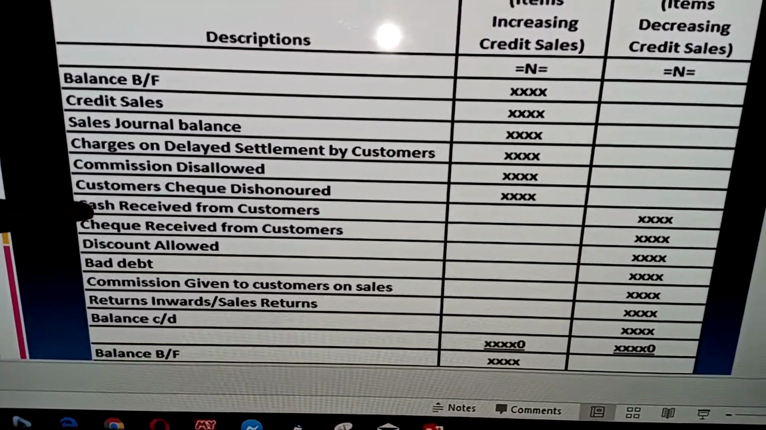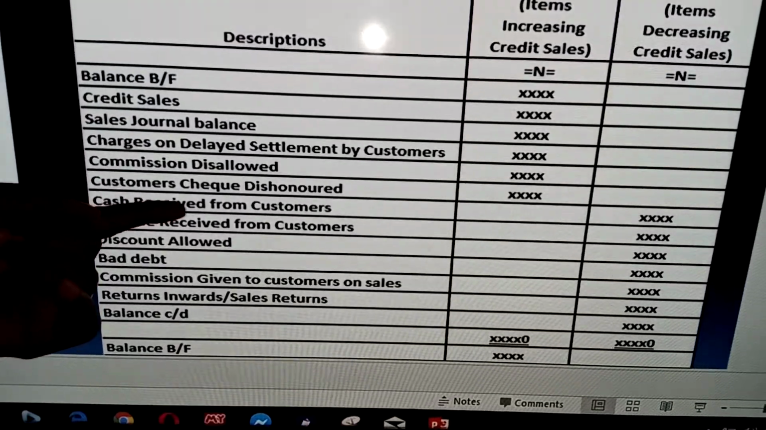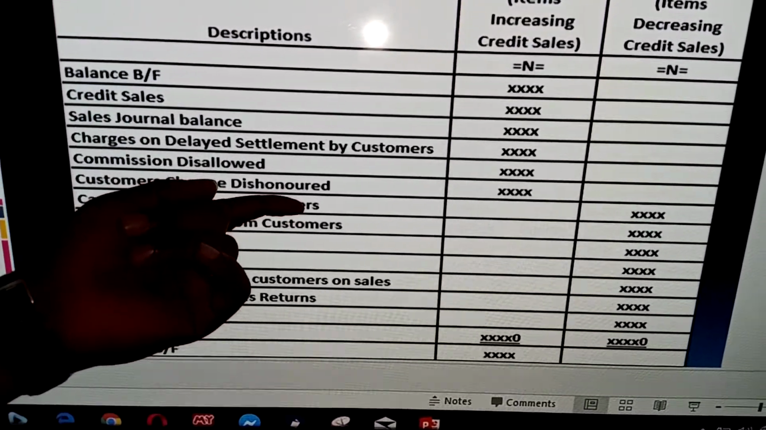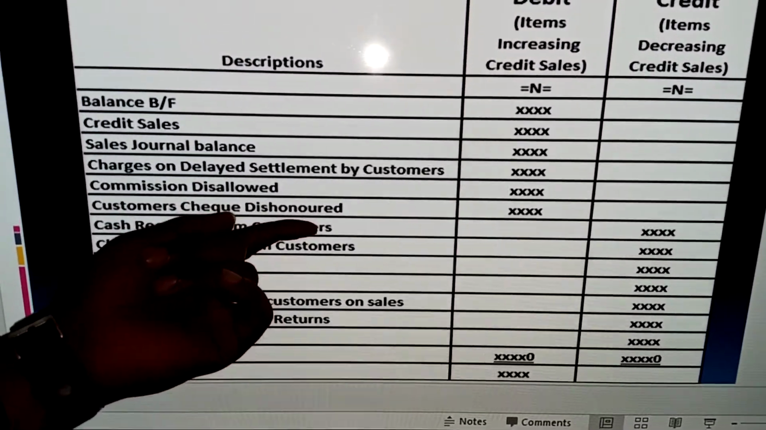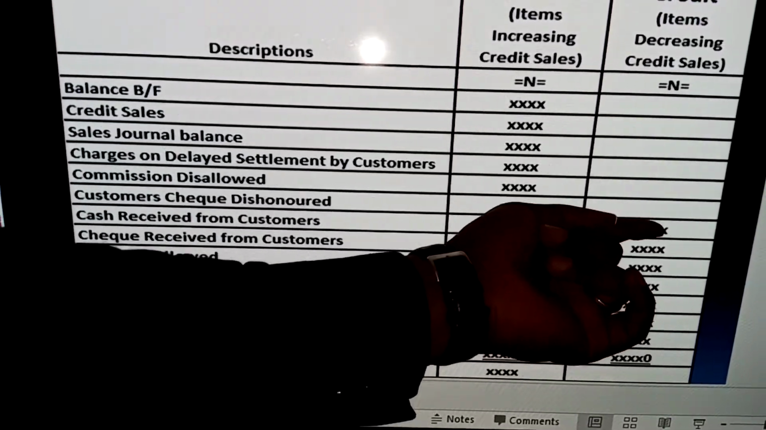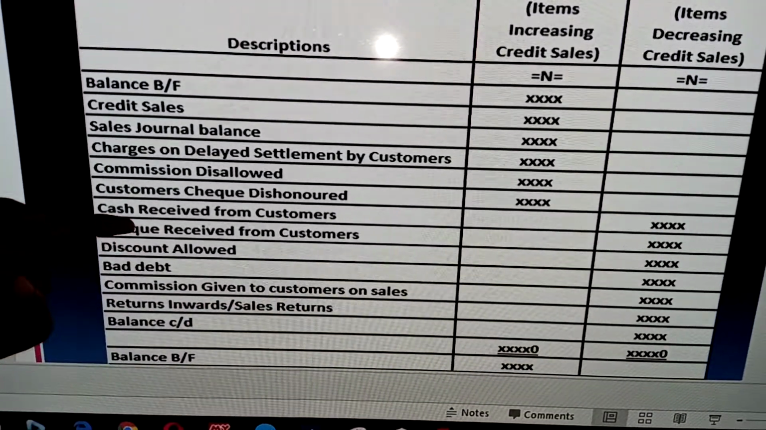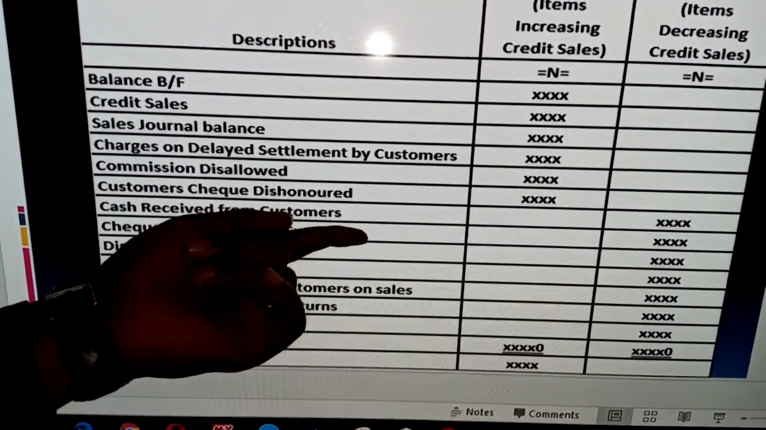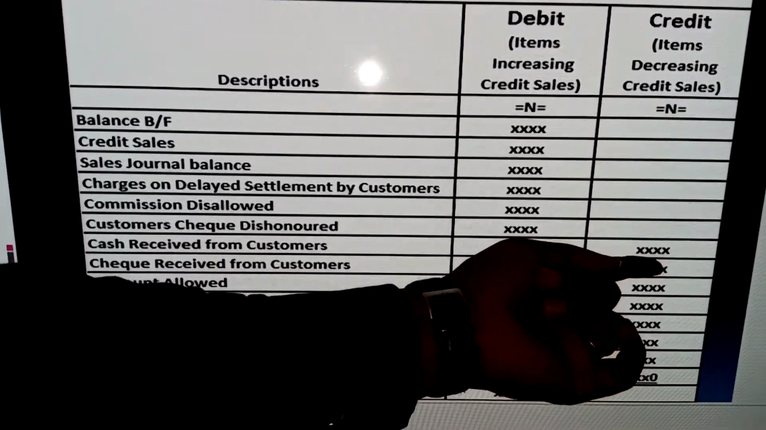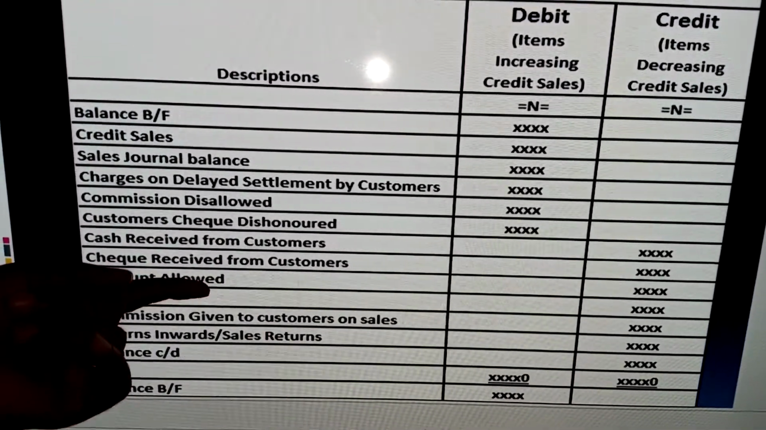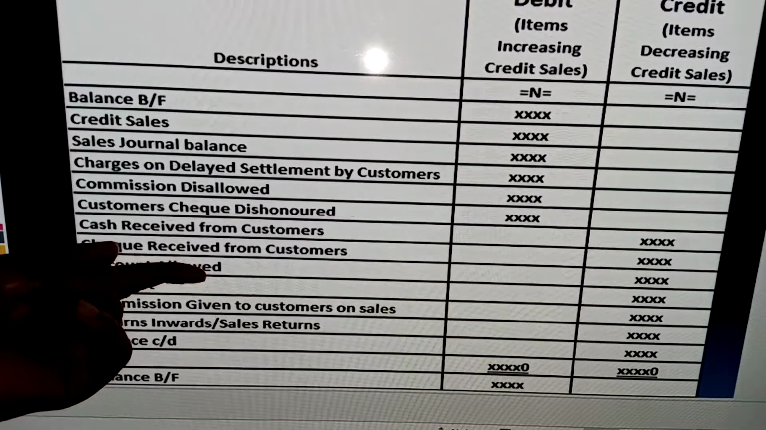What's the next one? Let's take items here. Cash received from customers. When you receive cash from customers, it will reduce what they are owing, so you credit the sales ledger control account. Cheque received from customers. When you receive a cheque from customers, it reduces what they are owing. You credit. Discount allowed. When you allow them discount, it means you're reducing what they are owing you.